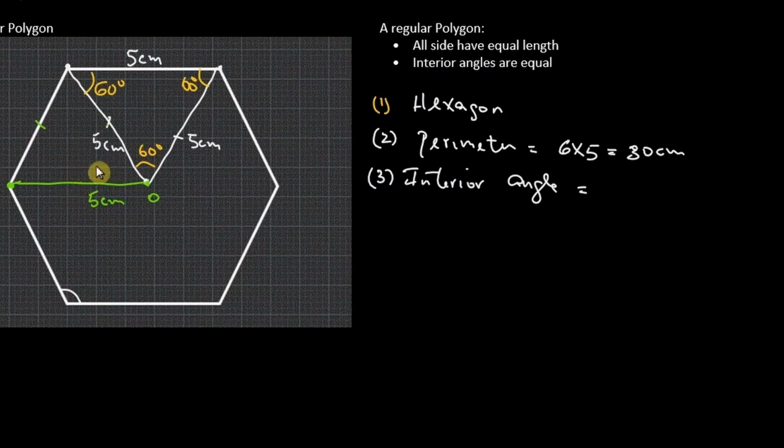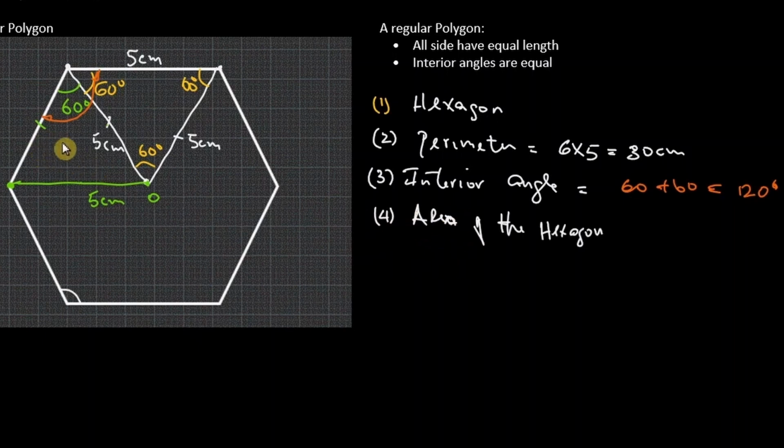This also forms an equilateral triangle, giving this angle to be 60 degrees. So the interior angle of this hexagon is equal to 60 degrees plus 60 degrees, this angle here, and that is equal to 120 degrees. That's our interior angle. Now we also need to find the area of this hexagon. Let's identify this as item 4, so area of the hexagon.